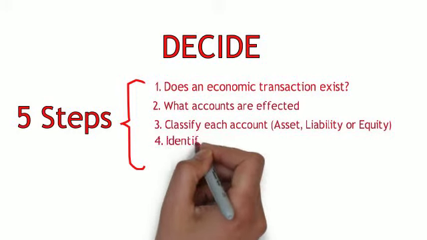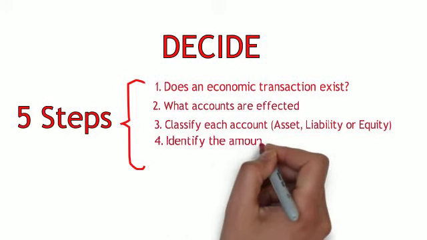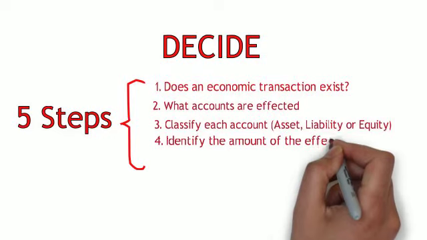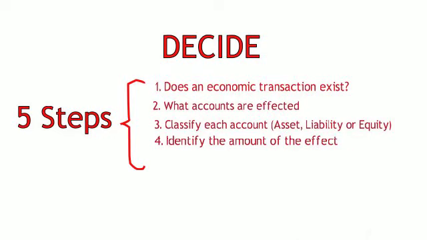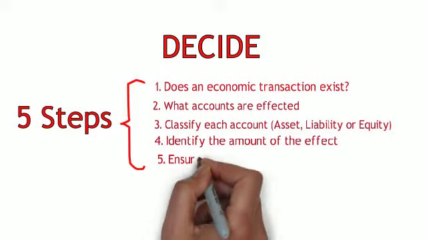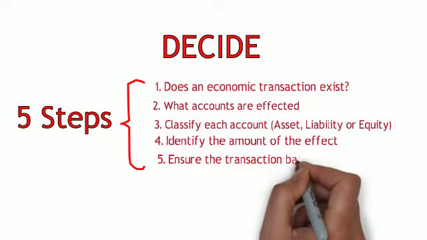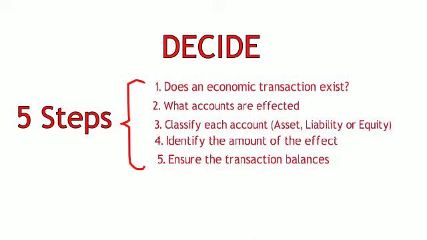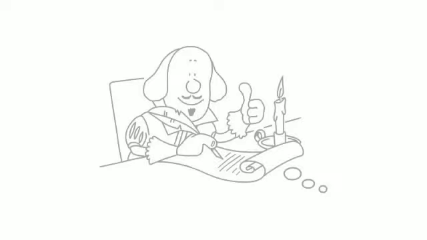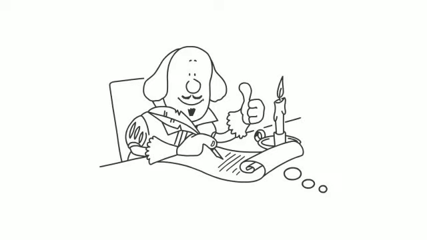Step 4 is to identify the amount of the effect. So if you pay the employee $1,000, then the amount of the effect is $1,000. The final step in transaction analysis is to make sure that the transaction that you booked balances. Total debits have to equal total credits. So that is the decide technique of transaction analysis.